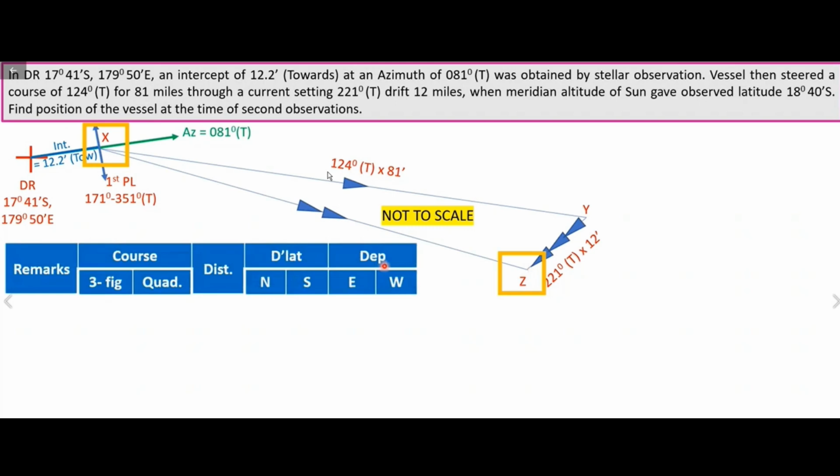Yes, beta, you are very right. 81 miles is a very long distance. So we will do it by calculation.